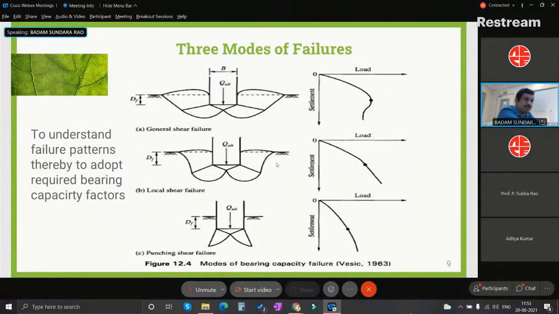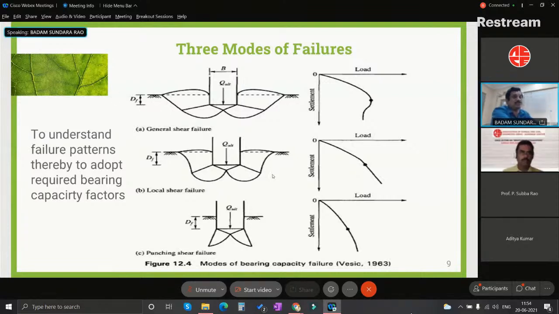Figure B corresponds to the local shear failure criterion. In local shear failure, the failure surface and settlement are not well defined. There is some change from elastoplastic behavior to plastic behavior, and we can also obtain it using a log-log plot. But somewhat extra care or judgment is required to establish the yield point when a local shear failure criterion is considered.